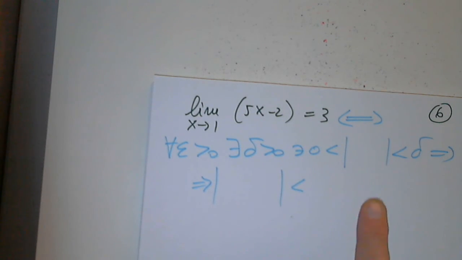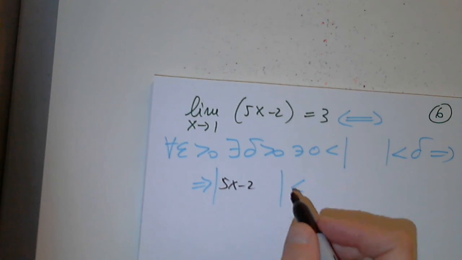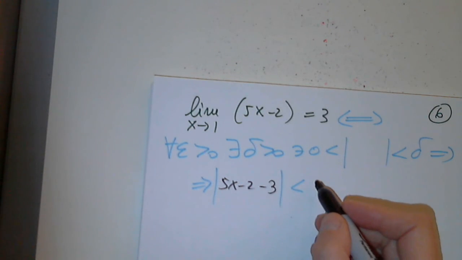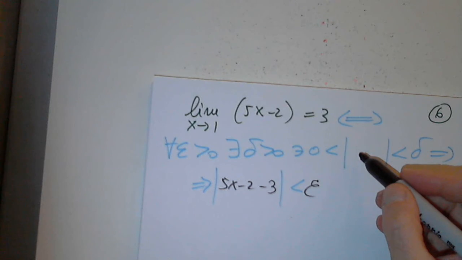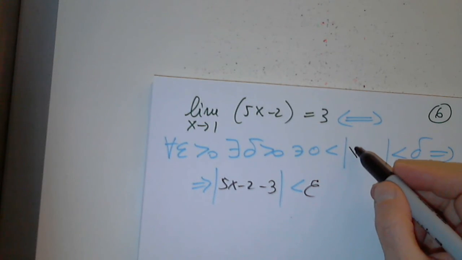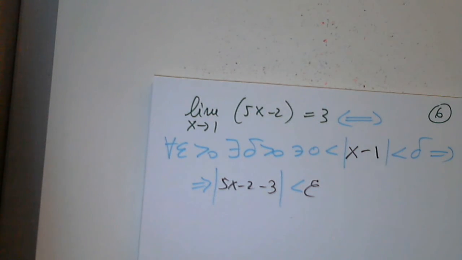Okay, so then what do I have here? 5x minus 2, not there, but here, and minus 3. It's not less than epsilon. Perfect. Isn't that just f of x minus... no, sorry, we're talking about x minus 1, indeed. Very good. We start from the end.